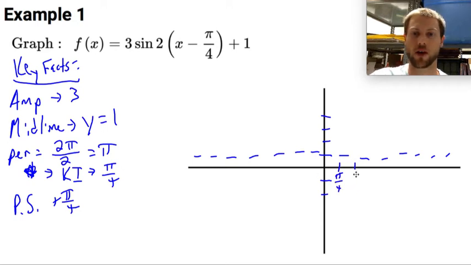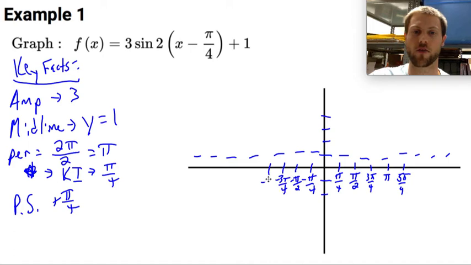So I'm going to tick off the next pi over 4, which would be pi over 2. I'm going to add another pi over 4, which would be 3 pi over 4. Another pi over 4, which would be 4 pi over 4, or just pi. And then one more to get the last piece, 5 pi over 4. And then I'm going to go to the left for a full period as well. So I'll go to the left 1, 2, 3, 4, 5. So it's going to be negative pi over 4, negative pi over 2, negative 3 pi over 4, and negative pi.